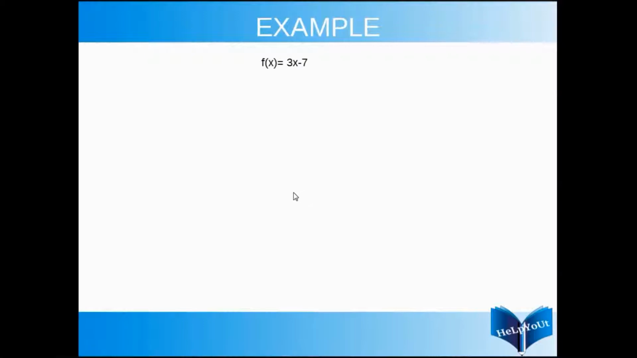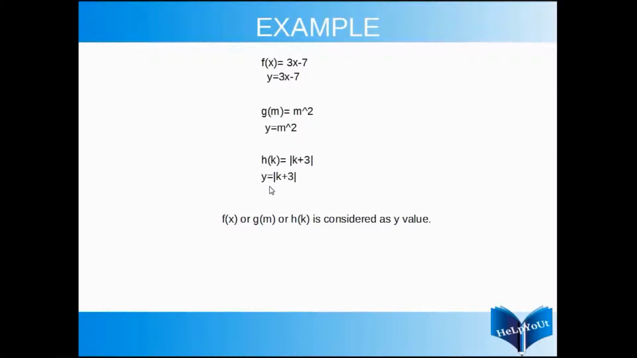If f(x) equals 3x minus 7, or g(m) equals m square, or h(k) equals absolute value of k plus 3, all of them are functions. So, f(x) or g(m) or h(k) is considered as y value. If we write it as y, then it should be y equals 3x minus 7, this should be y equals m square, or this should be y equals absolute value of k plus 3.